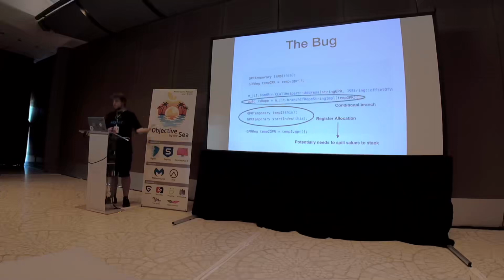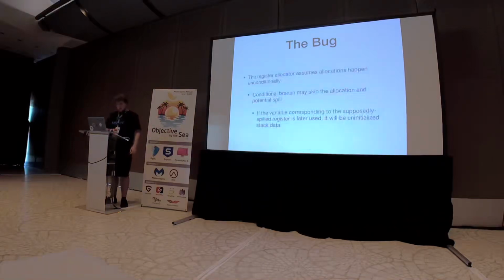But we have a conditional branch just before that. And if the branch is taken, none of that code ends up running. Which is kind of an issue, because the register allocator actually assumes that all allocations happen unconditionally. The conditional branch can skip the allocation and the spill, and if the variable corresponding to the supposedly spilled register is later used, uninitialized stack data is going to be fetched.